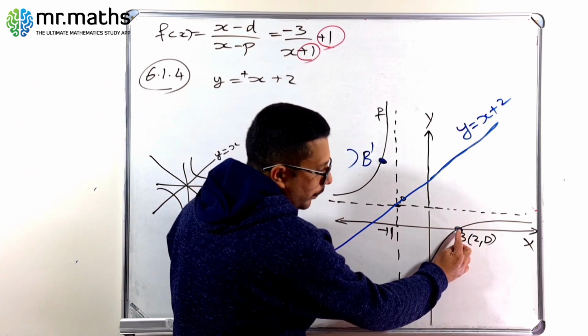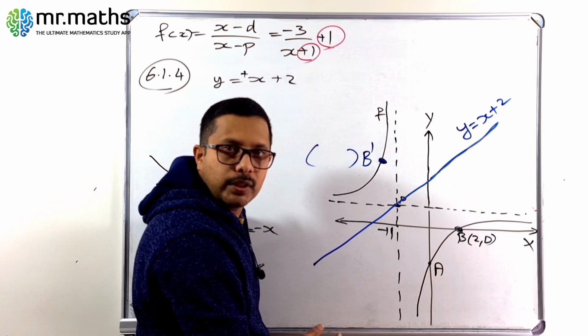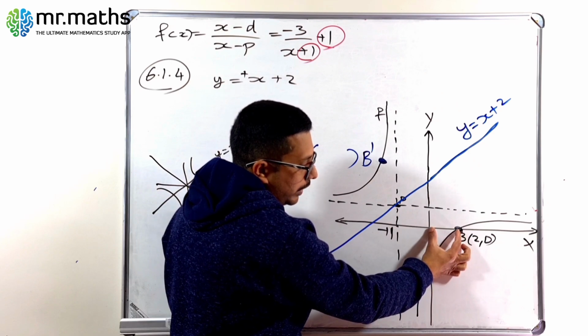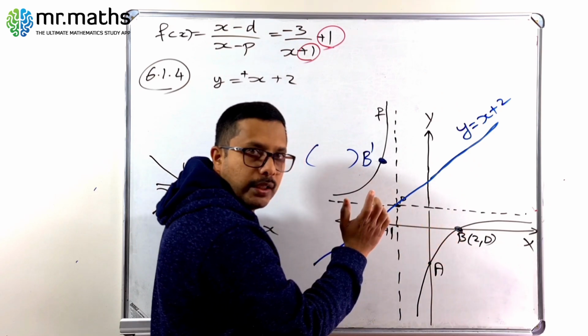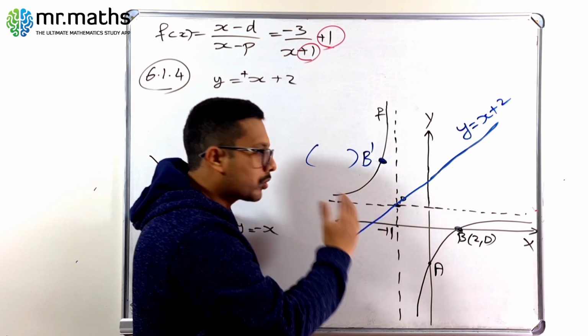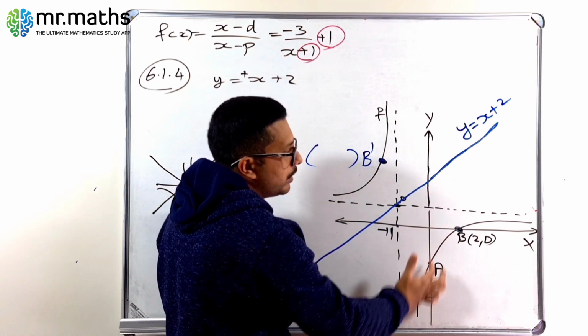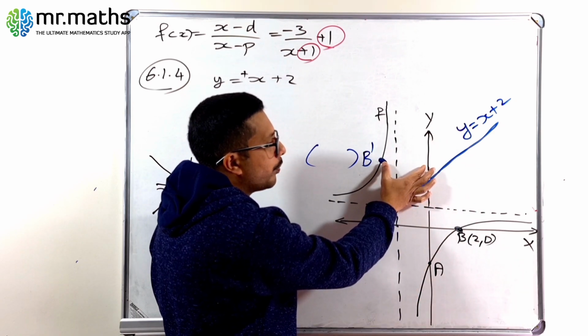So B is (2, 0), here the x value is 2. What is the meaning of that? The distance from the y-axis to that point, this length, is 2 centimeters. Am I right? Okay, so you have to understand one thing. On the reflection also, the distance from the y-axis to that reflecting point is also supposed to be 2.